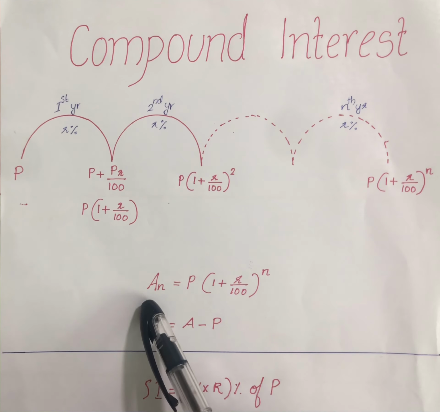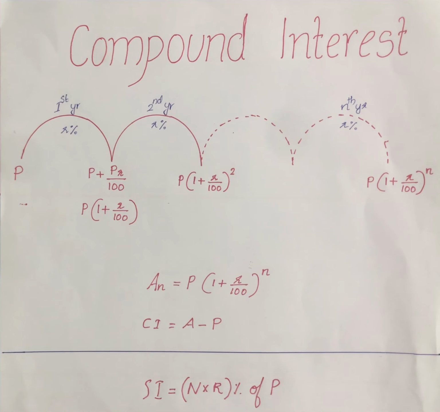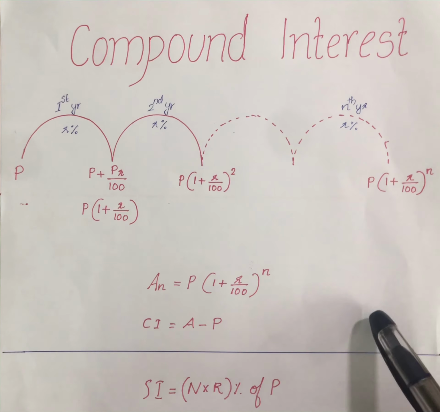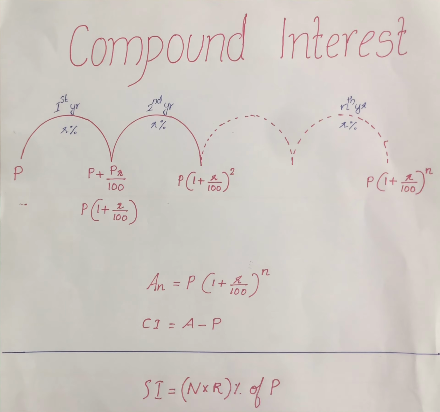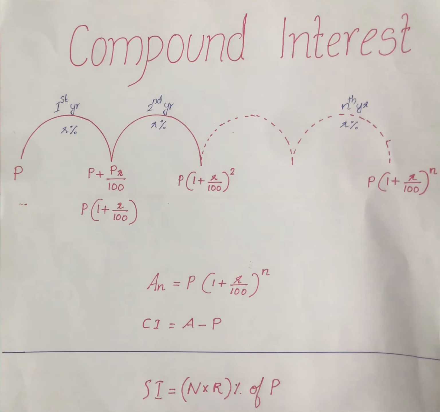This will give you the amount after n years. And that's not the CI. From this amount, if I subtract the principal, then only I'll be getting the compound interest. So that is a very lengthy procedure to get the answer. Now we'll be discussing a short trick to find the CI very easily. Before that, in the previous class we have already discussed SI is equal to N into R% of P, which is required for this method.